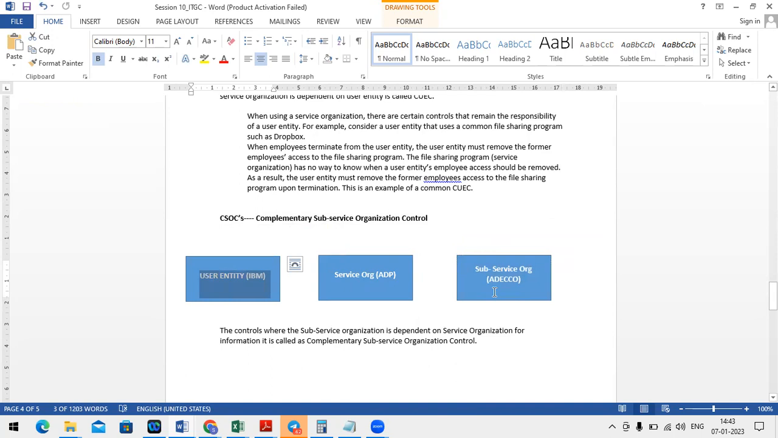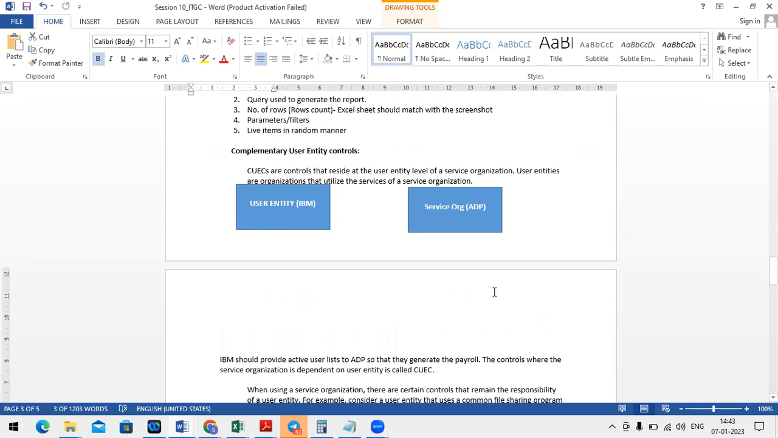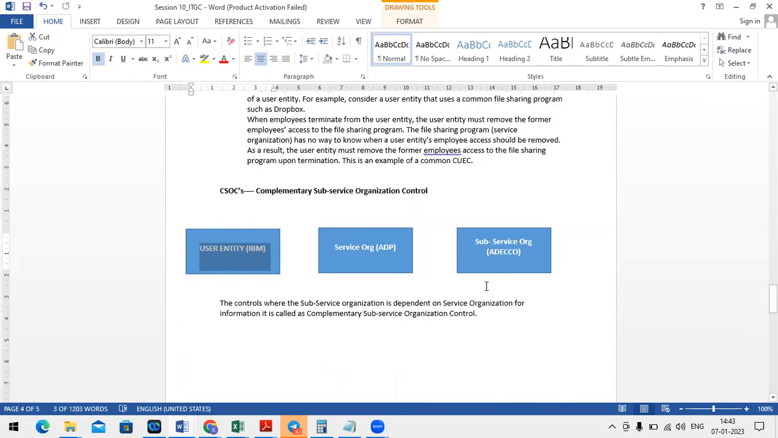So an interviewer might ask you a question: what is CSOC, which is called complementary subservice organization control. An interviewer might also ask you: what are CUECs? So it is complementary user entity controls. You can give the example of IBM and ADP: whatever information ADP requires from IBM, whatever the dependency is, we call that complementary user entity controls. And for complementary subservice organization controls, the subservice organization company ADICO is there, where ADP has outsourced the service to ADICO. So whatever dependencies are there from each other, those are called complementary subservice organization control.